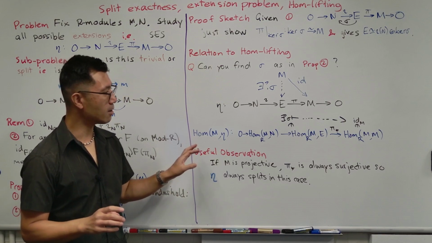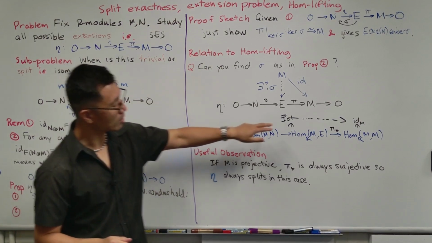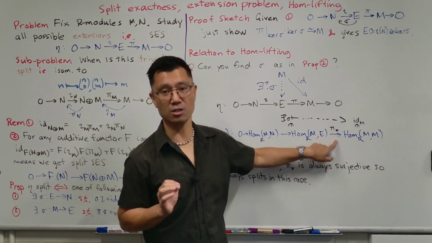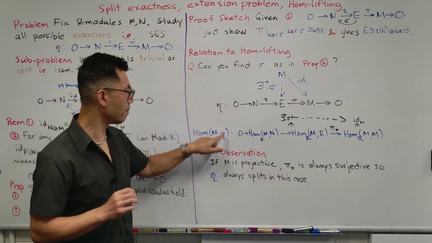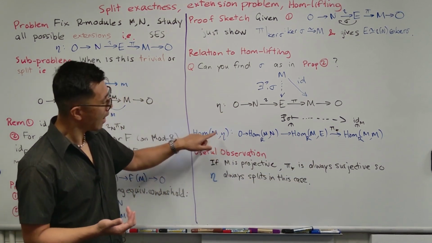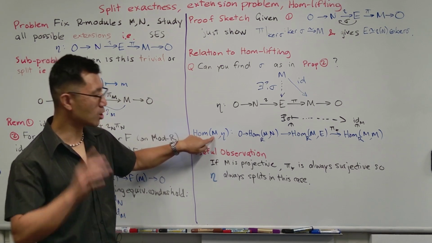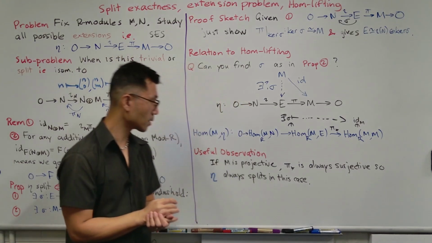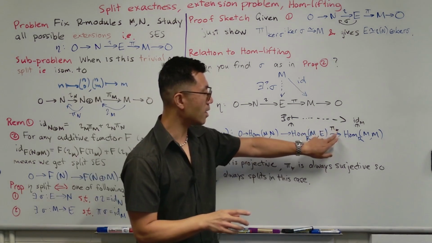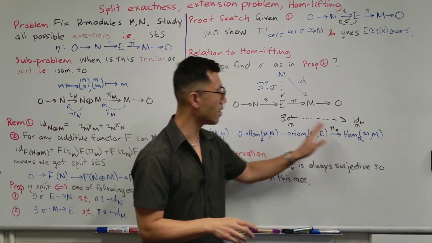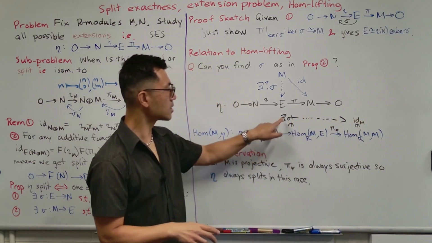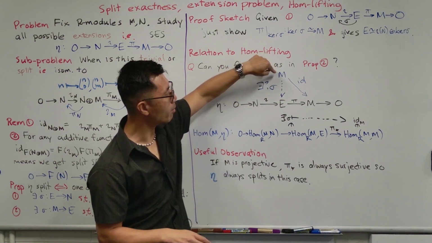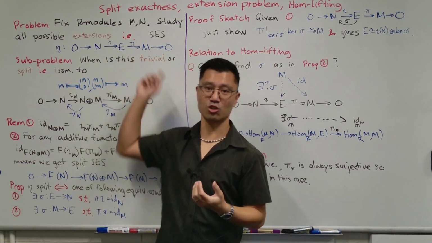The useful observation is that the easiest way to know you can find such a sigma is if pi lower star is surjective. One instance where it's surjective is if the Hom M blank functor is exact, and that's equivalent to M being projective. So if M is a projective module, in particular a free module, then pi lower star is always surjective, so you can find a sigma which hits the identity of M. In other words, you can lift the identity of M to a homomorphism from M to E, and hence split this short exact sequence.